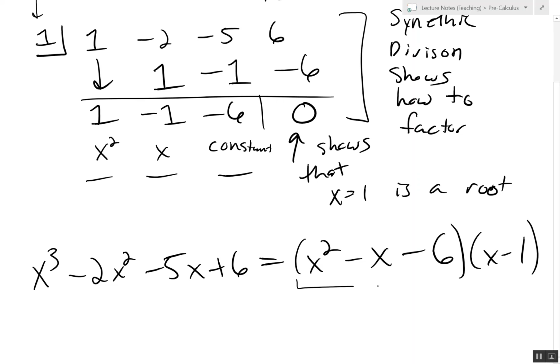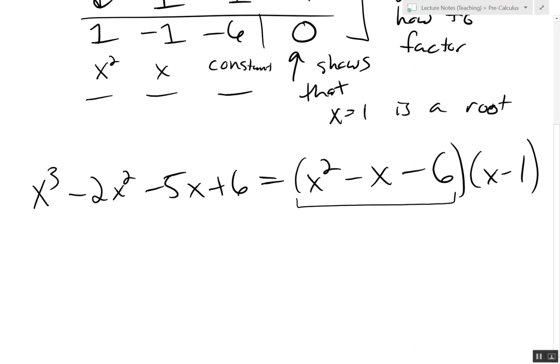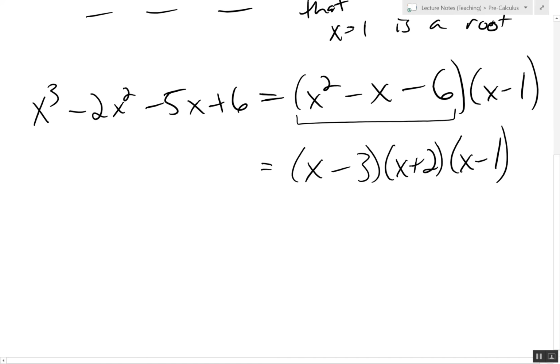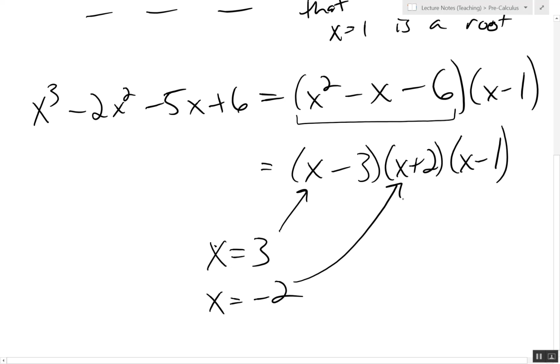But now notice that this is something we know how to factor. And this factors as x minus 3, x plus 2, and then the x minus 1 comes along for the ride. And so notice that by the factor theorem, x equals 3 and x equals negative 2 must also be roots, because if we plug the 3 in here, we'll get a 0, and if we plug in the negative 2 here, we'll get a 0. So these are the other two zeros.